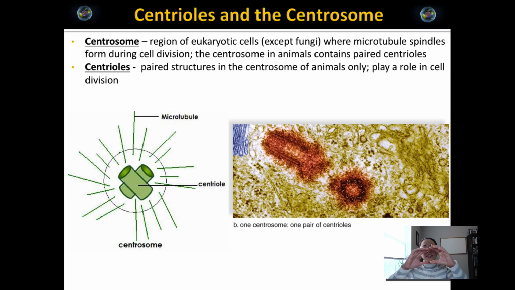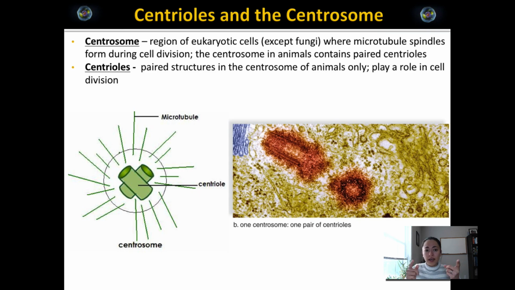The centrosome is the area or the region of the eukaryotic cells. So it's both plant and animal cells that have a centrosome where microtubule spindles, which are these fibers here, are formed during cell division. So centrosomes play a key role when cells divide. The centrosome, again, is the region here, this entire region. However, in animal cells, the centrosome contains paired centrioles. And we don't really completely know the role of the centrioles. We just know that they are present in animal cells, and they also play some role in cell division.